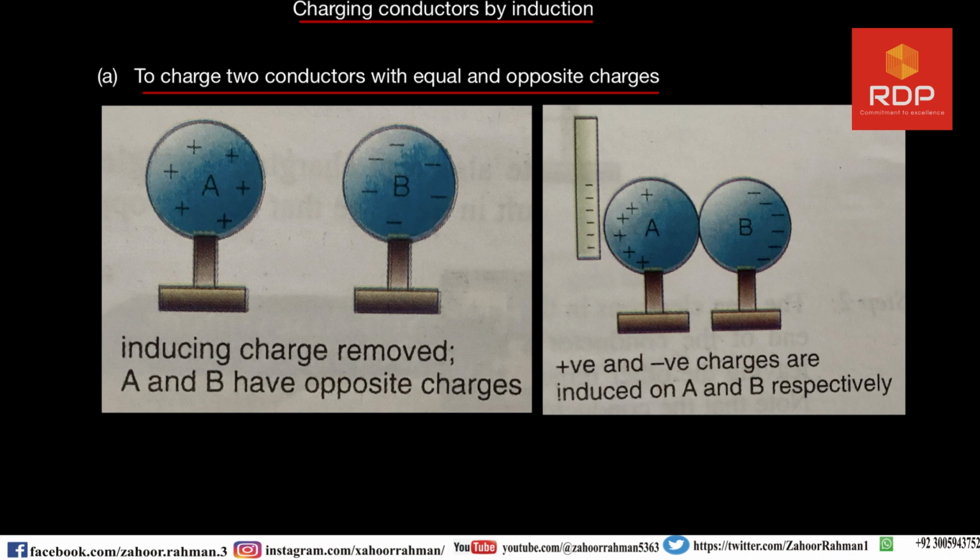Now the first of these cases is to charge two conductors with equal and opposite charges. They are negatively charged and positively charged. You can see sphere A showing the positive charges and sphere B showing the negative charges. So let us see how we can charge these. The first step in this case is that the two metallic spheres on insulator stands are brought into contact with one another. Now first we are bringing these two spheres in contact with each other.